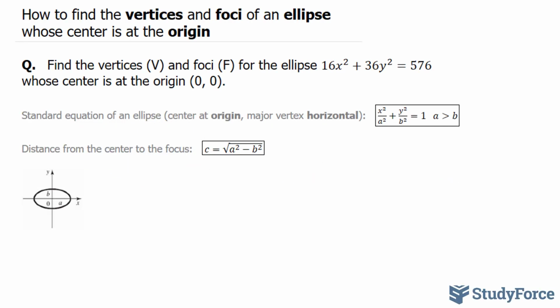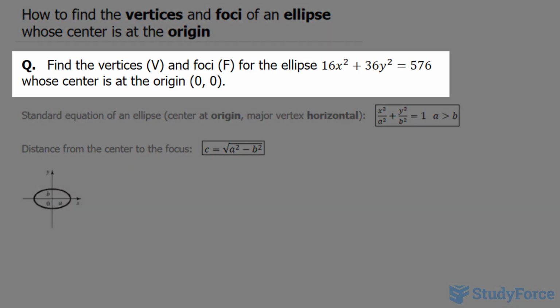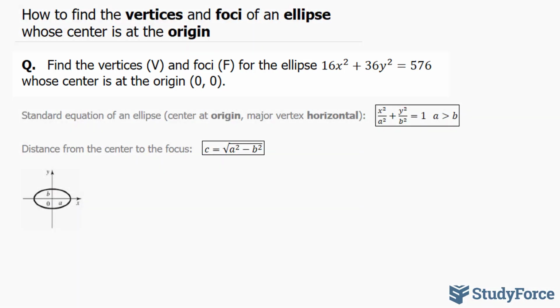In this video, I'll show you how to find the vertices and foci of an ellipse whose center is at the origin. The question reads: find the vertices, represented as V, and the foci, F, for the ellipse 16x squared plus 36y squared is equal to 576, whose center is at the origin (0, 0). I'm going to give you a second to analyze the equation.